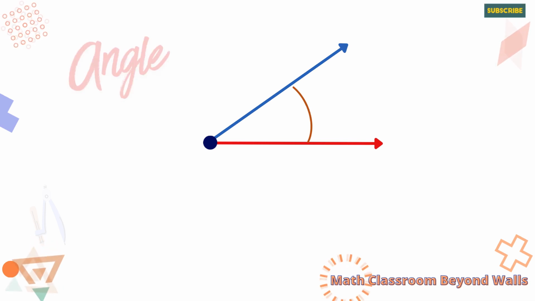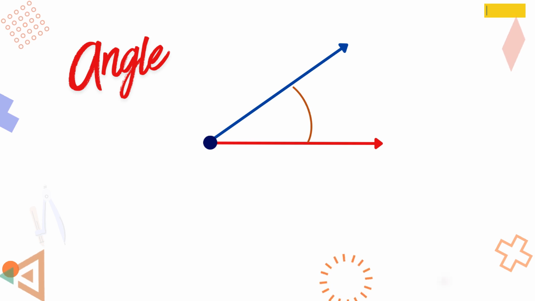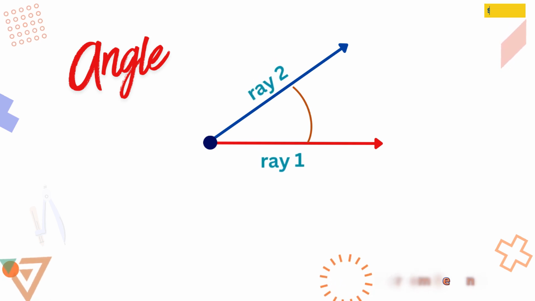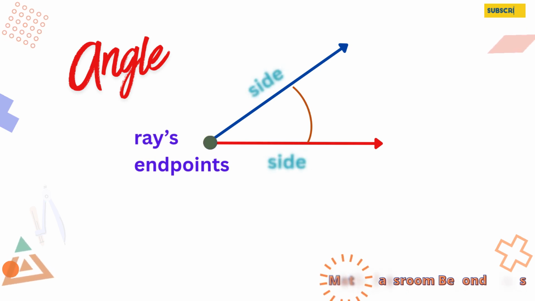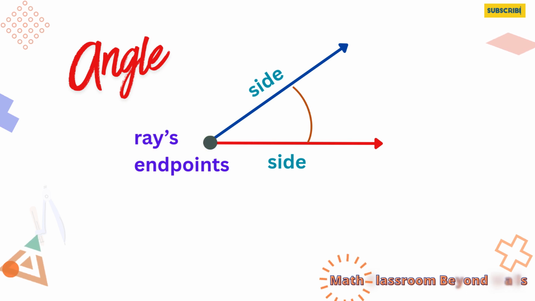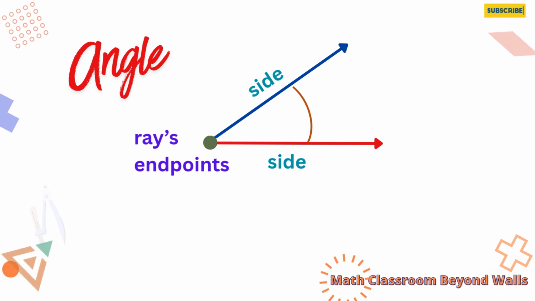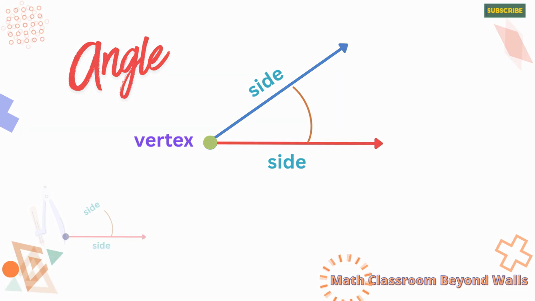What we have is an angle. The angle has two rays with the rays' endpoints intersecting. The rays are the sides of the angle, and the intersection of their endpoints is the vertex of the angle.